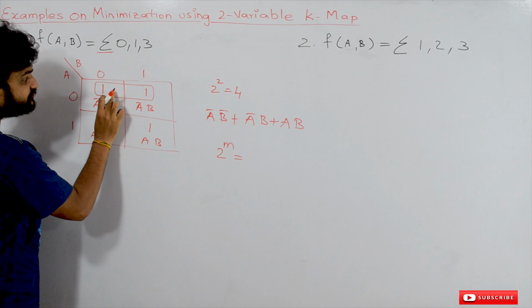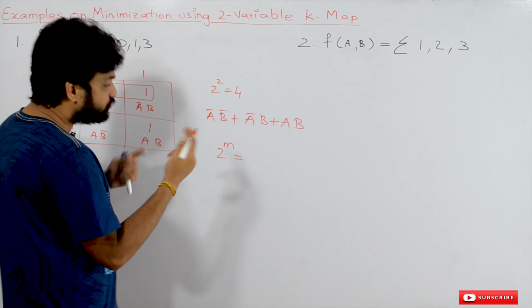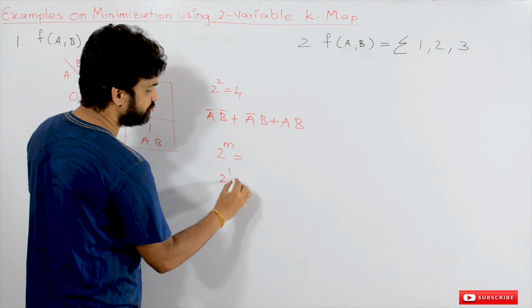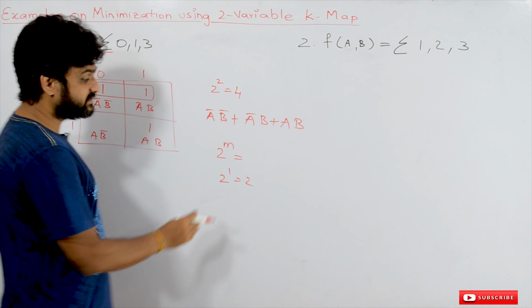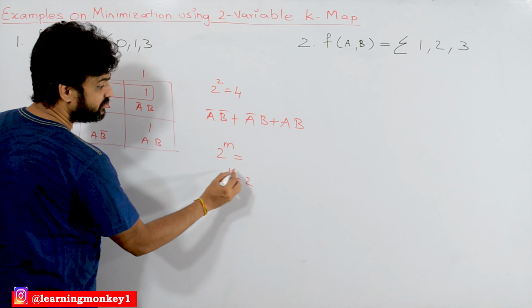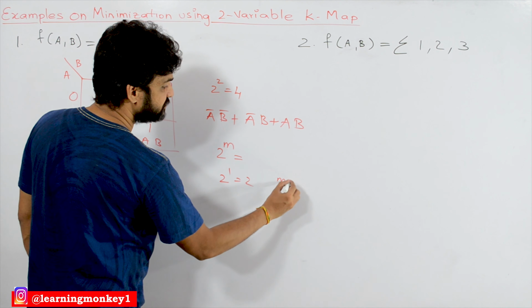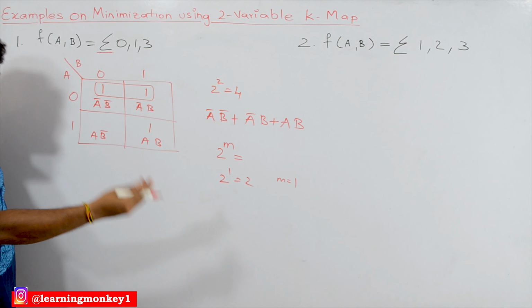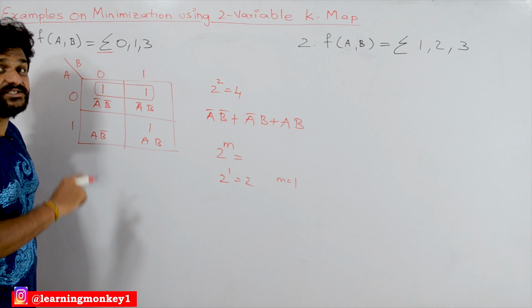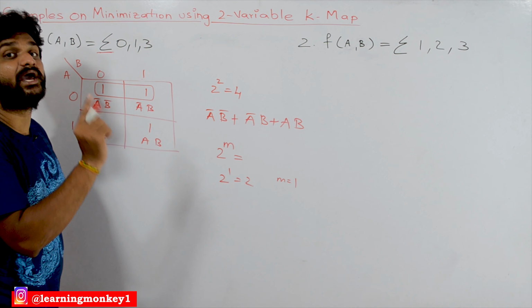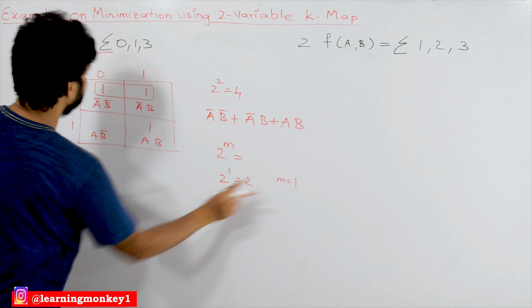How many cells have we considered? 2 cells. Two cells can be expressed as 2 power 1, and the value m is equal to 1. And the next point that we have discussed is each cell should be adjacent to m cells. Here the value of m is 1.